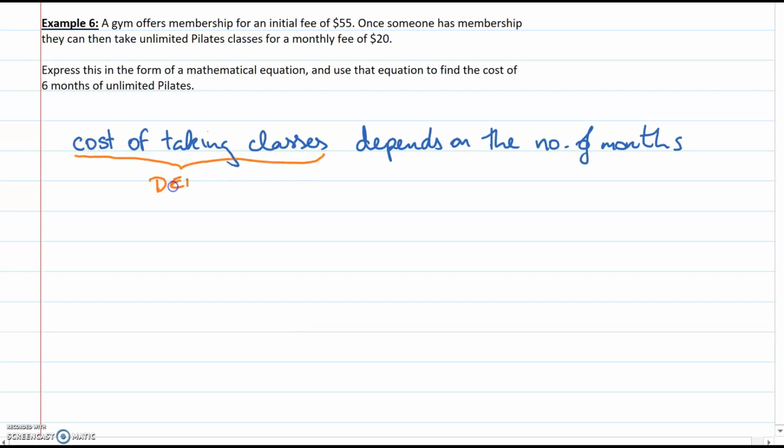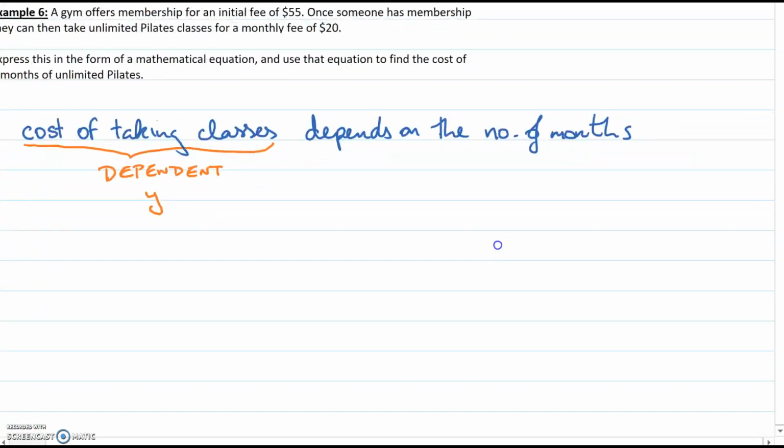That's the dependent variable. Okay, that's going to change. And the dependent variable we represent with y. Now the thing it depends on, the number of months for which you take classes, that's the independent variable. That's independent. You can choose that to be whatever you want. And we usually represent the independent variable with x. Okay? So the cost of taking classes depends on the number of months.